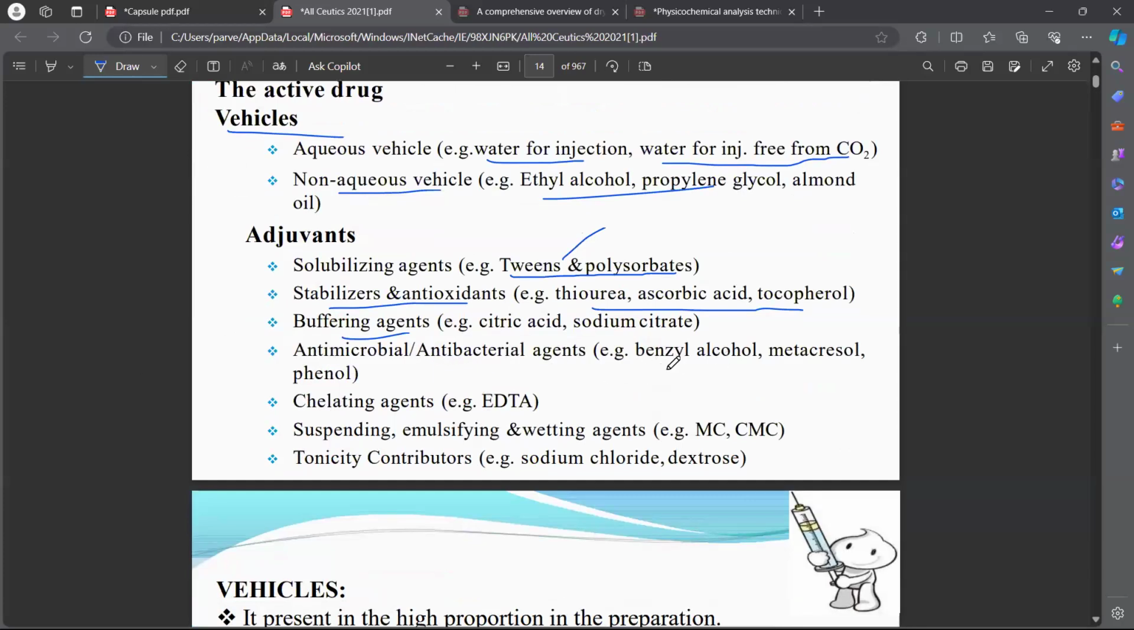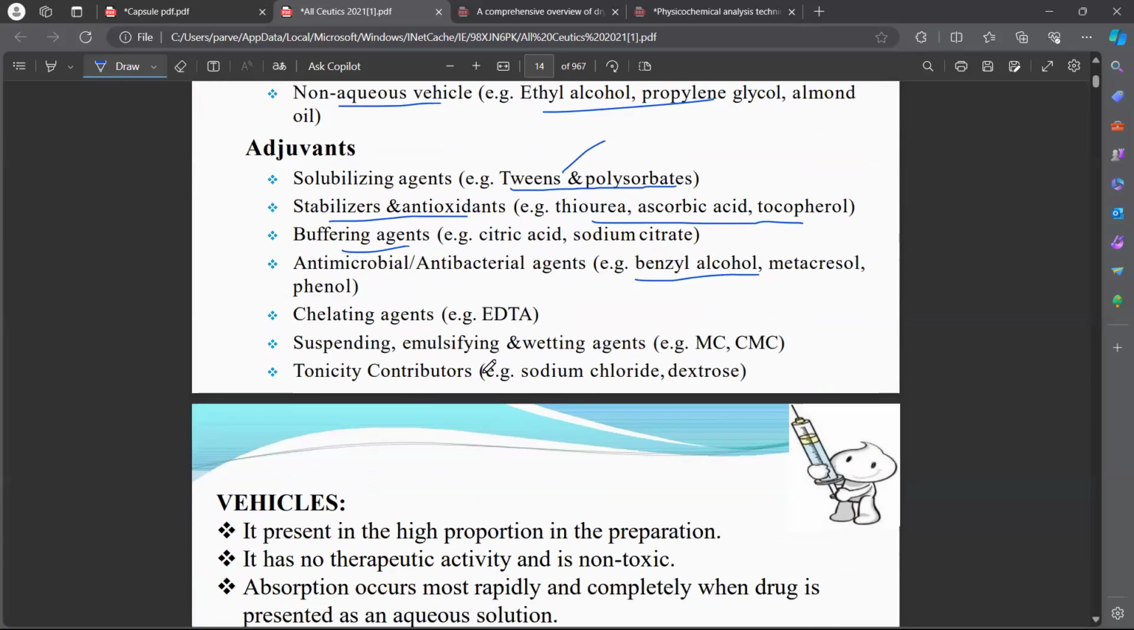Next, antimicrobial agents: generally, bacteriostatic water for injection consists of benzyl alcohol. As chelating agents, EDTA can be used. Sometimes for nano suspensions or nano emulsions, we can use suspending agents or emulsifying agents. Tonicity contributors: in order to maintain isotonicity, we can use sodium chloride and dextrose.